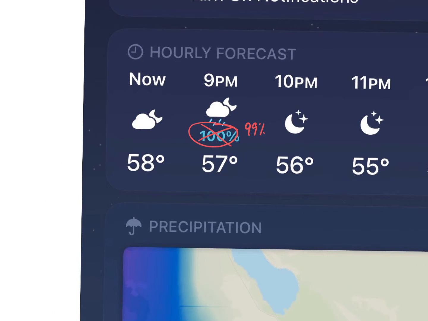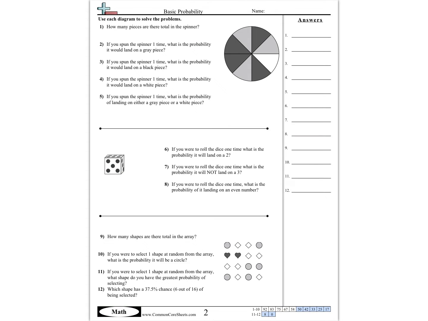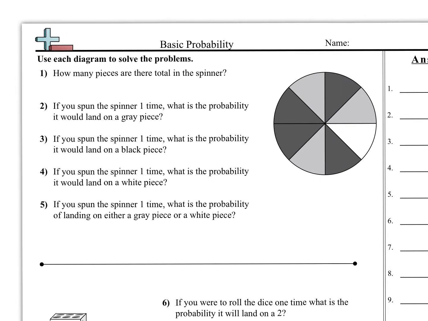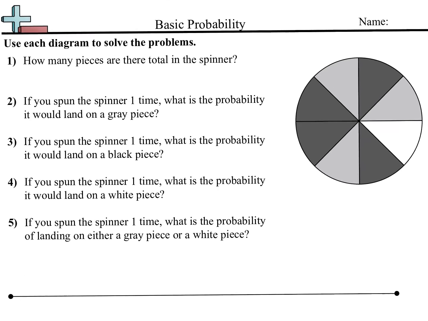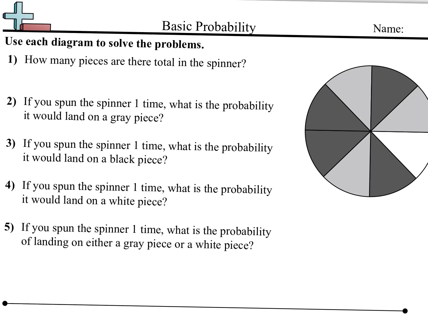Let's move on to the practice of this lesson before I move on to the next lesson. How many pieces are there total in the spinner? 8. All right, so why would they ask for the total?